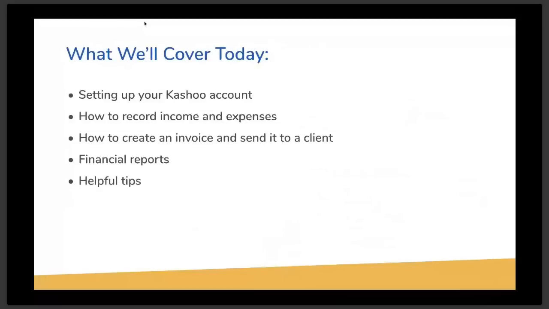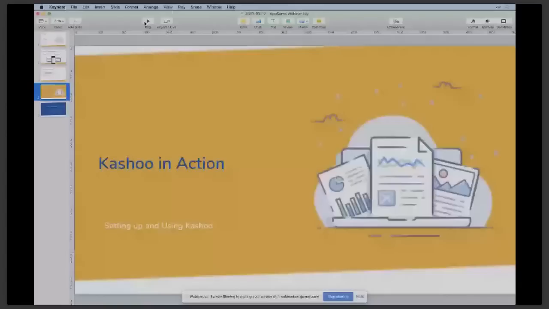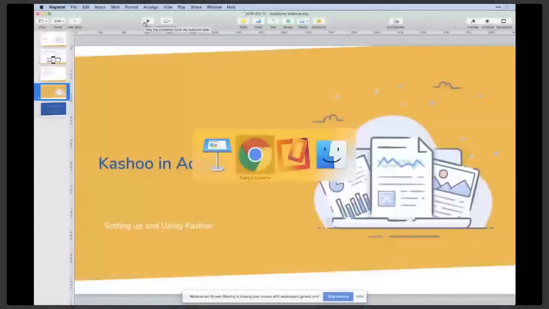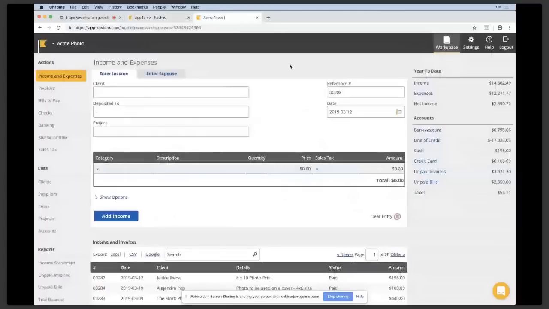So without any further ado, I'm going to jump right into the product and show you what that's going to look like. If you haven't already signed up, if you've already bought an AppSumo code, you can just go over to kashoo.com/appsumo, enter your AppSumo code and your email address, and hit the little start button. Once you do that, you'll be able to set up your business and then get into this interface right here, which is what we're going to be walking through today.